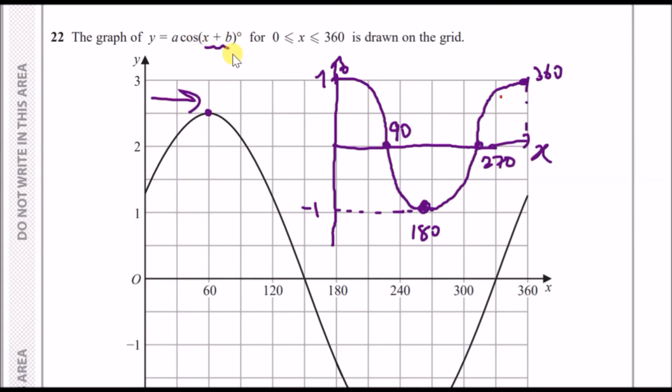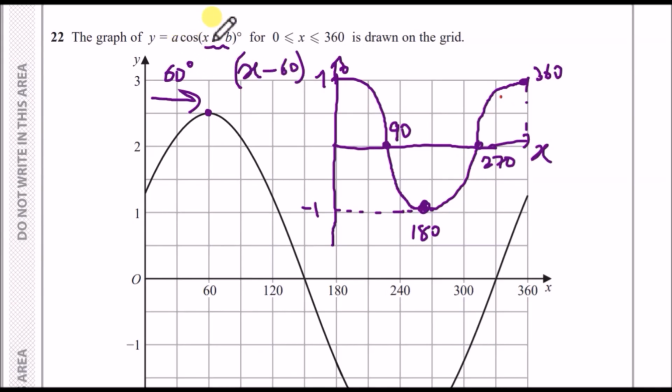Now, this B deals with shift, yeah? So this x plus B means it's shifted a certain direction. If we're going to say shifted 60 degrees to the right, we're going to have to write x minus 60. Okay, not plus 60. If you wrote plus 60, it means you shifted to the left. So you've got to kind of think of the inside of where the x is as being done in reverse. So instantly, this means the B value will be minus 60.